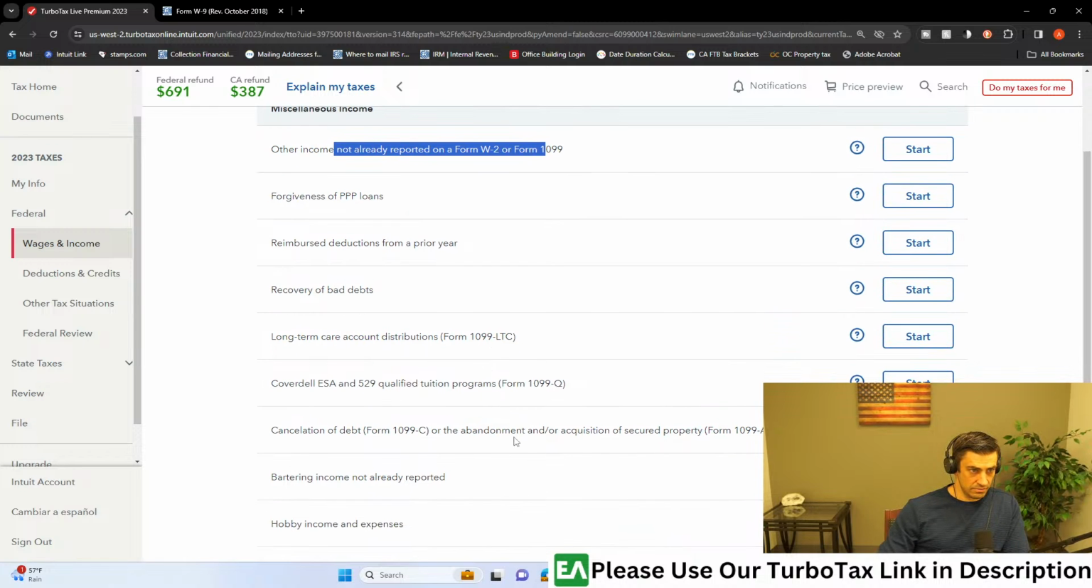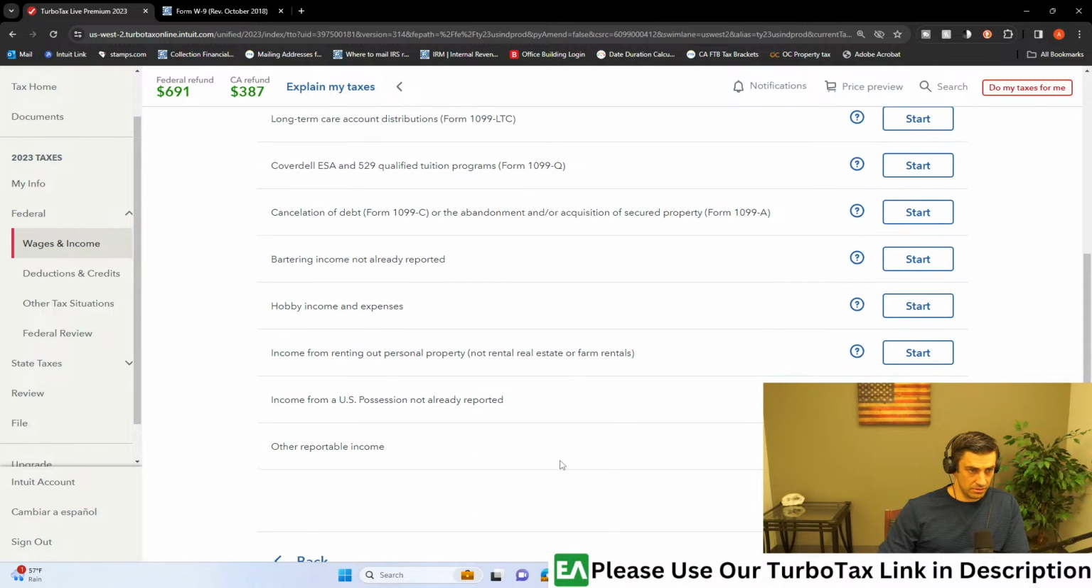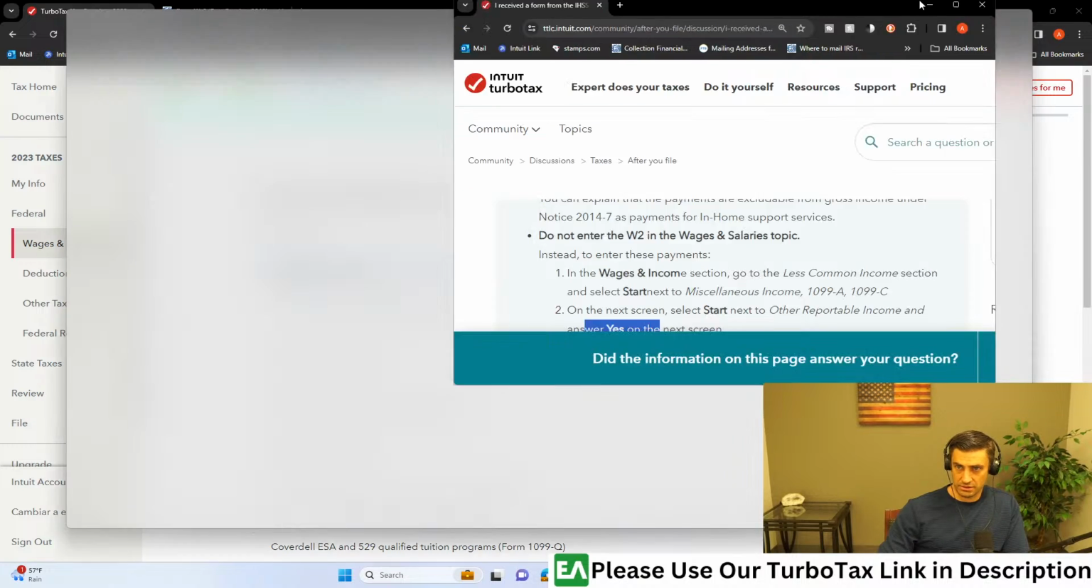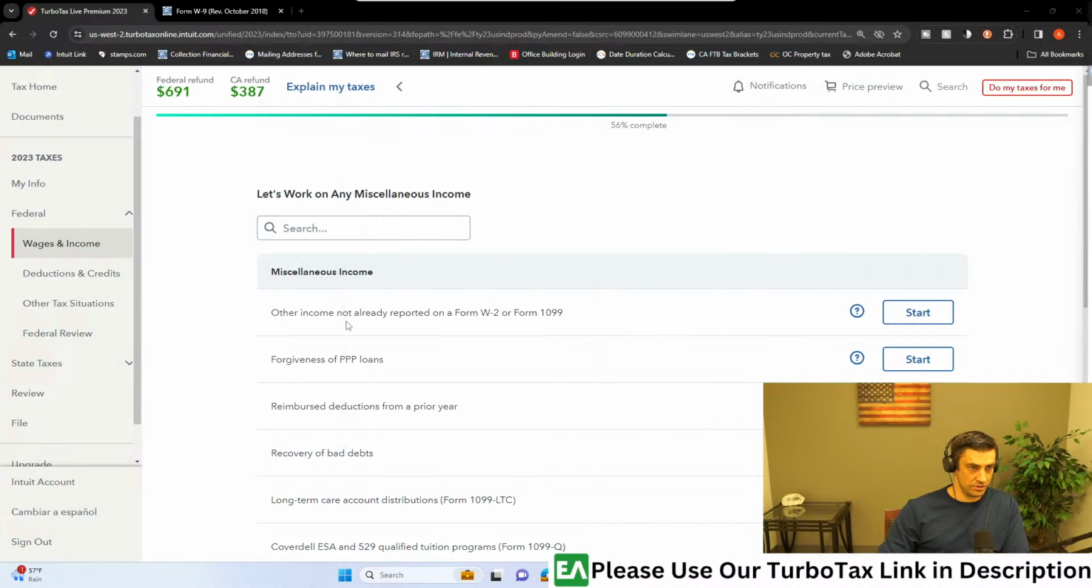Long term. Come on. Start. No. Back. Oh, come on, man. On the next screen, select start. Yes. You will now make 2 entries on the other taxable income screen. Right? And then, okay, so we say other taxable.